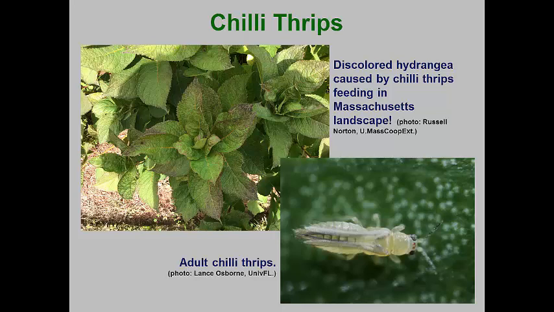Eggs are inserted into leaf tissues, and these take about a week to hatch. The first two nymphal stages take about a week to 10 days to develop, and the pupal stages take another 4 to 5 days. Feeding on expanding foliage causes discoloration, cupping, and distortion. Extensive feeding can cause defoliation of infested plants.